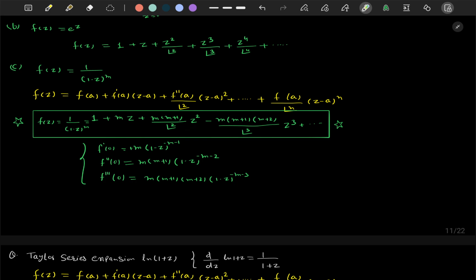And similarly for the double derivative, the term will be m(m+1) by factorial 2, and at a equal to 0 it will be z square remaining. Similarly m(m+1)(m+2) by factorial 3 will be there, with (z minus a) cube, and a is 0, so z cube will be there.